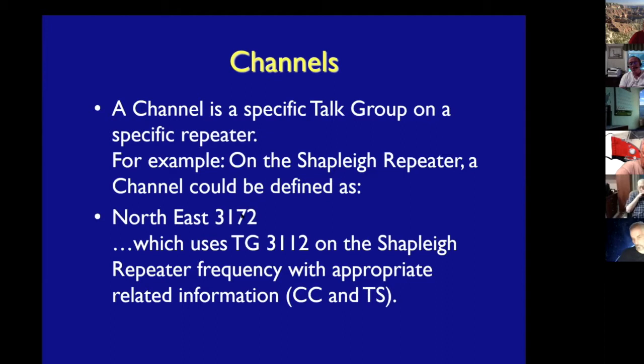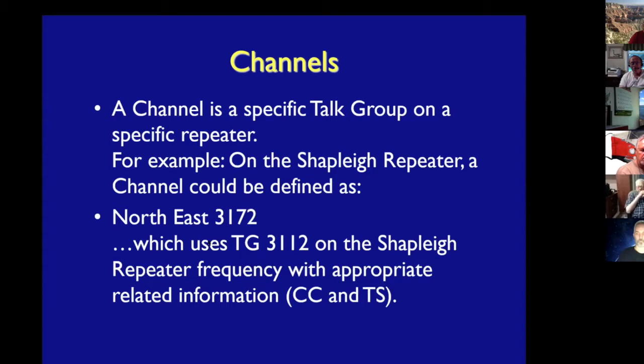So if I wanted to be on 3172 in the New Brunswick repeater, it would be the NB Northeast repeater. It's the same talk group, but the channel is set up for the repeater that I'm going through.